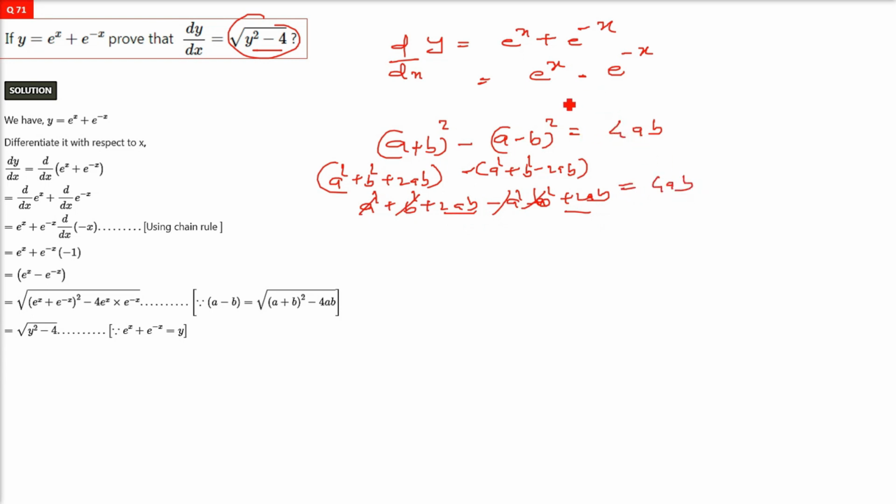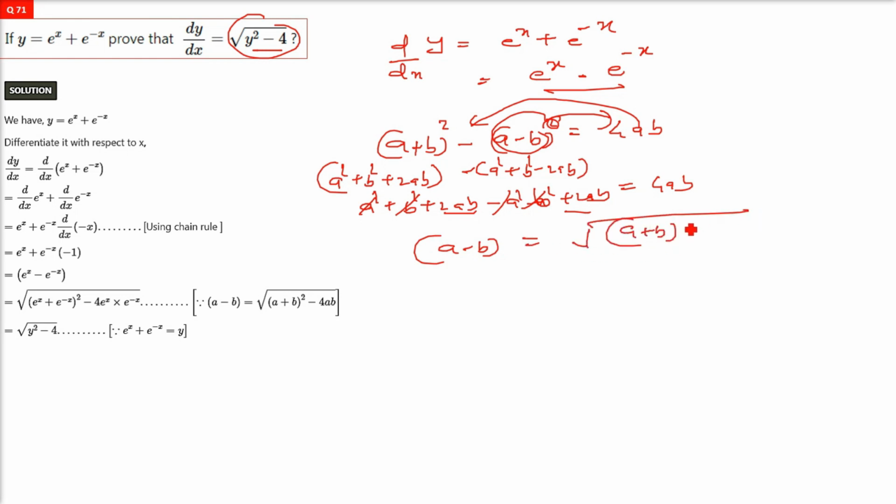So we have to write this e raise x minus e raise minus x. So when we need the a minus b, what we'll do? We'll take the 4ab with the a plus b whole square. So a minus b final will be a minus b will be under root a plus b whole square minus 4ab. The way I explained you. So this is a, this is b in our case. So let us write like this. A plus b whole square.